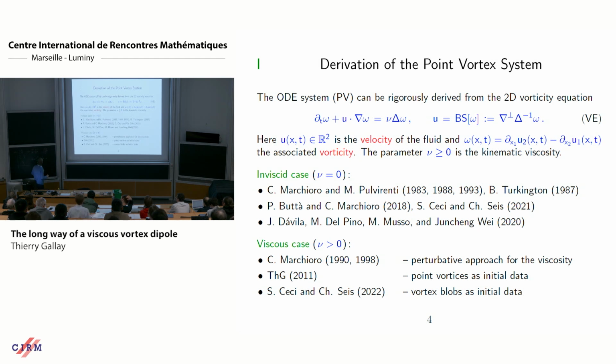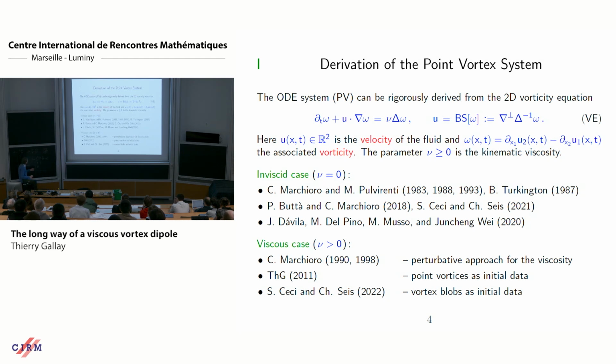So you can do the same, consider vortex blobs as initial data, solving the equation, but then the viscosity is your enemy because it spreads the blobs. So you have to assume that the viscosity is sufficiently small compared to the size of your vortex blobs. If you do that, this was done by Marchioro in the 90s, you get a derivation of the point vortex system.